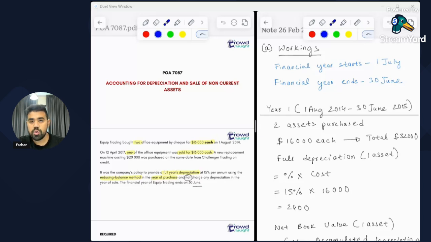As usual, you will see the workings on the right hand side of your screen, and on the left hand side of your screen, you will see the question. Okay, so with that being said, let's begin.